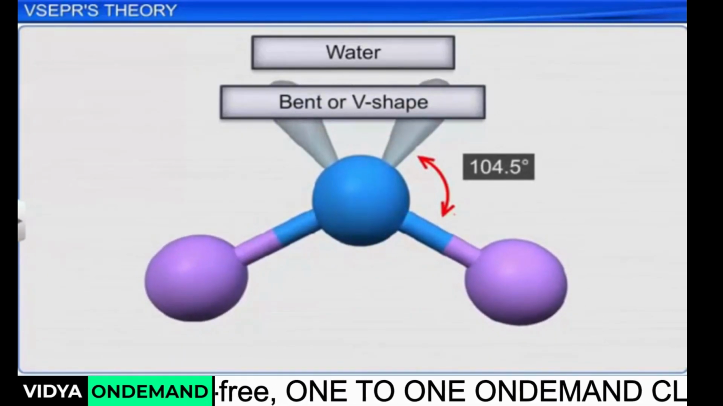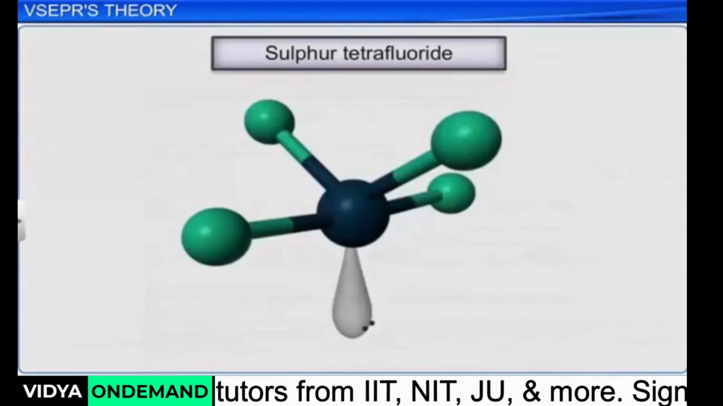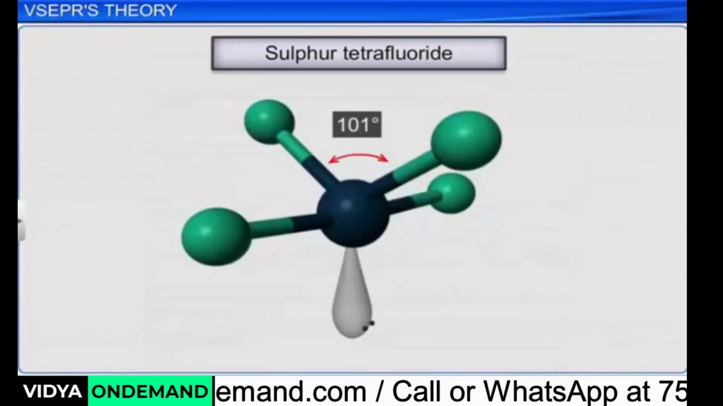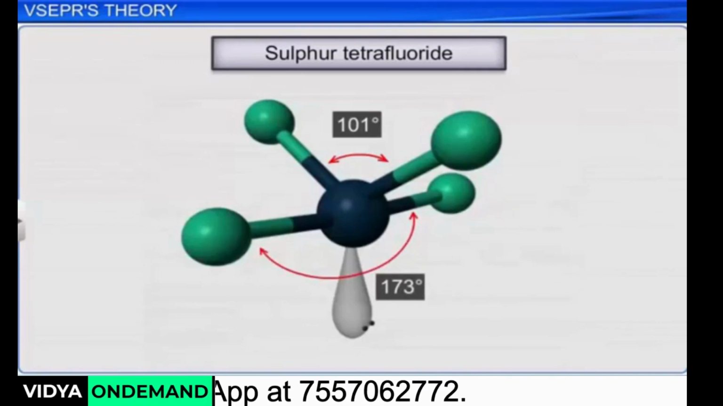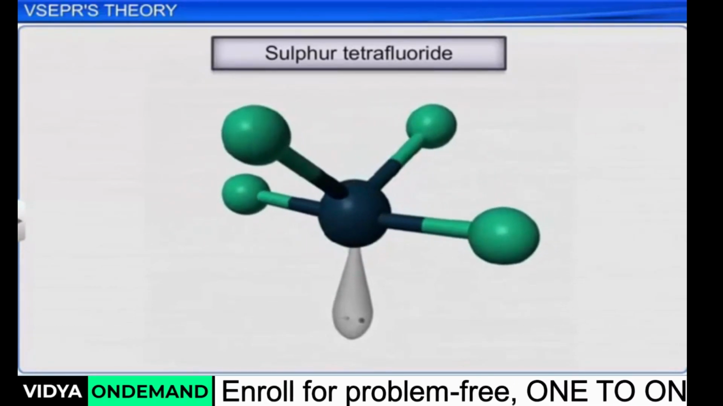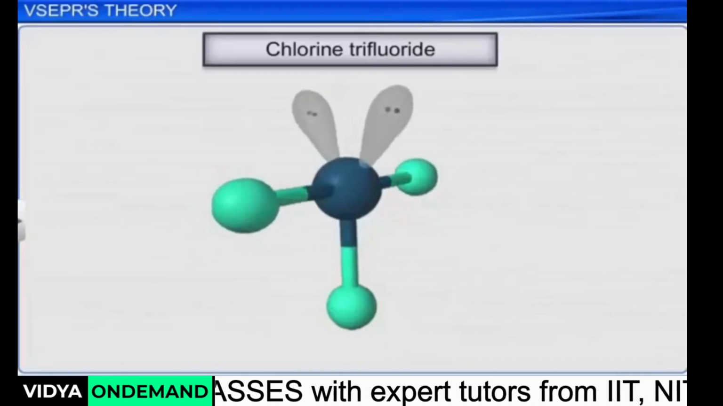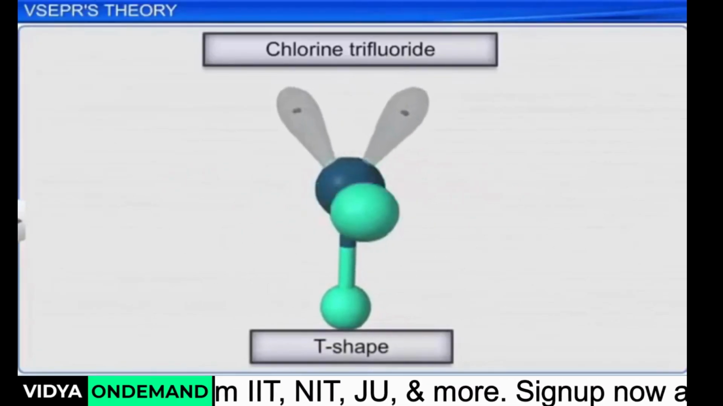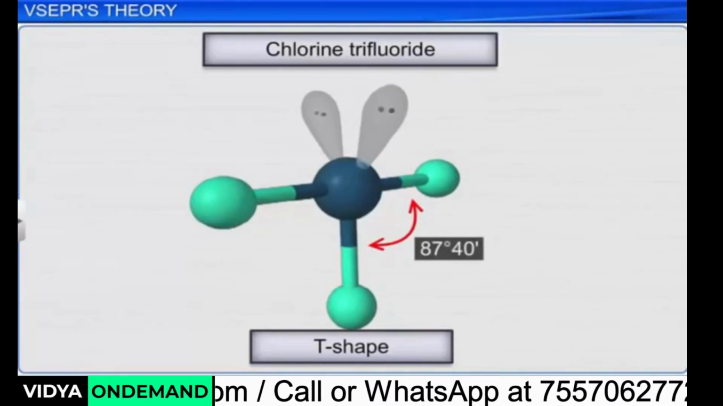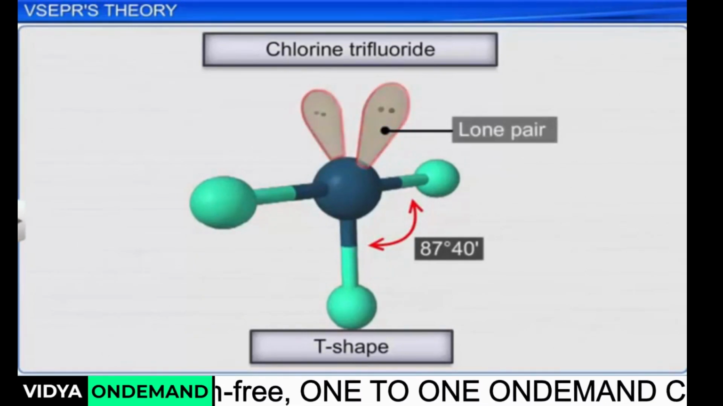A sulfur tetrafluoride molecule is seesaw-shaped as its bond angles are 101 and 173 degrees, due to the lone pair of electrons present on its central atom. The chlorine trifluoride molecule is T-shaped and its bond angle is 87 degrees and 40 minutes, and the molecule shape is distorted due to the 2 lone pairs of electrons on the central chlorine atom.